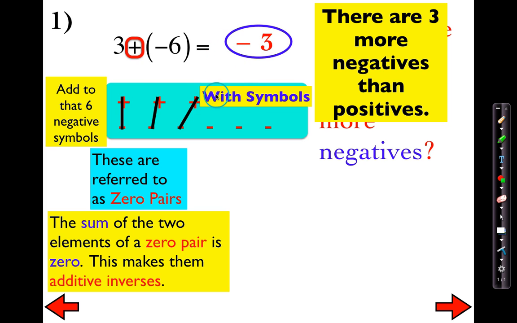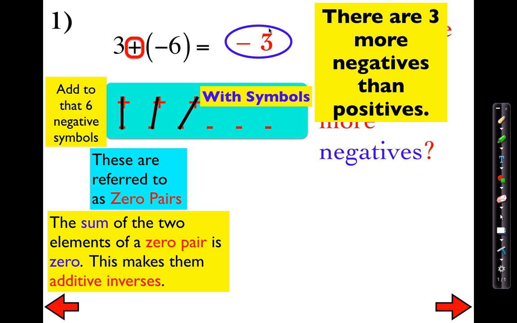Now, you can go back to comparing. You can say, I noticed there's 3 more negatives than there were positive symbols. Okay? But it's important to understand that the sum of the 2 elements of a 0 pair is 0, and you can consider them additive inverses, because remember, positive 9 and negative 9 are additive inverses, so please tie that in. Remember, additive inverses are opposites, one positive, one negative, because the sum does equal 0.